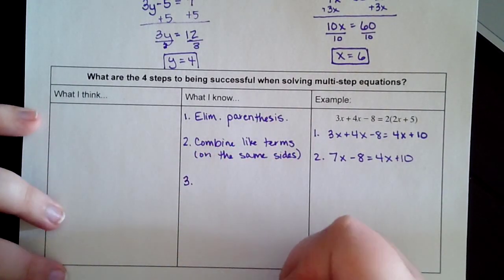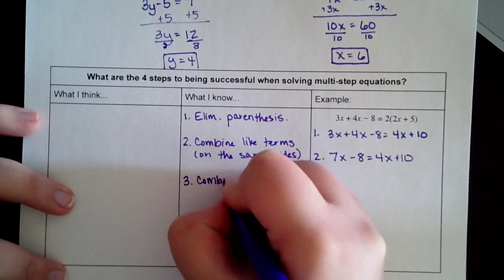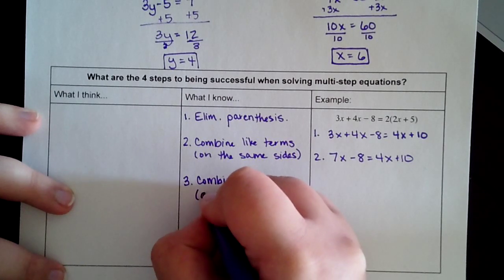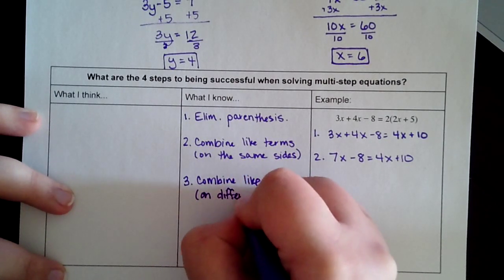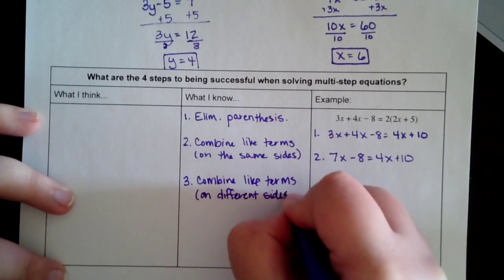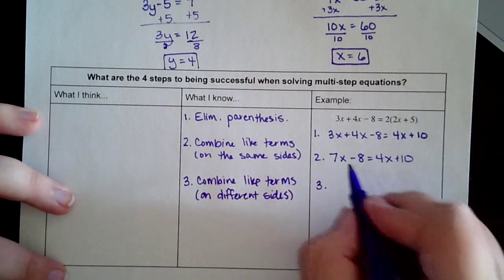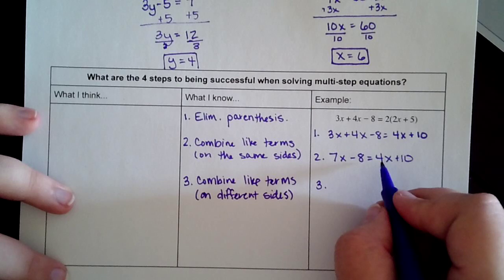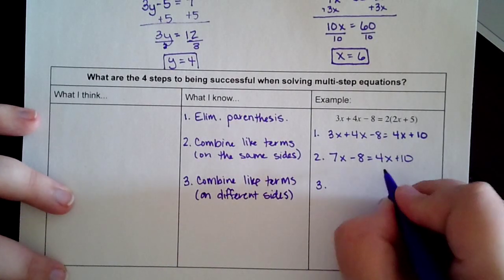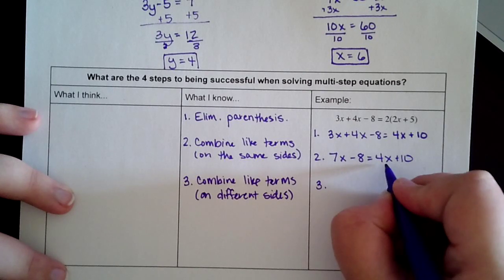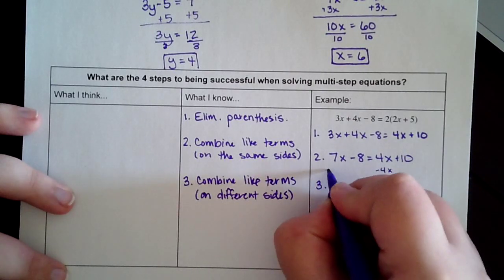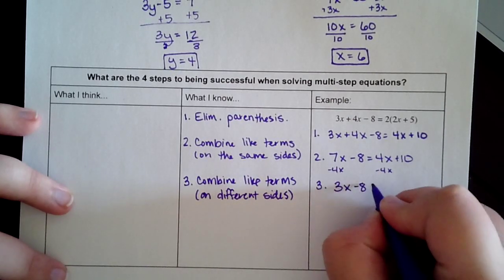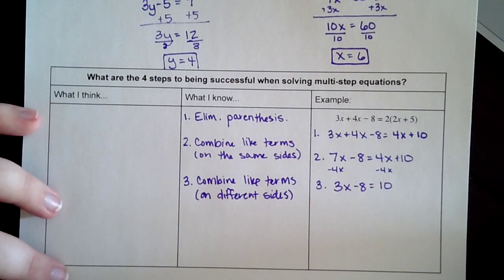My third step then is going to be combine like terms across, on different sides of the equal sign. So in this case, I have a 7x on the left, I have a 4x on the right. I personally always move my variables to the left. It's just something that I've done for a long time. So in this case, if I subtract 4x from the left, subtract it from the right, balance it out, I'm going to get 3x minus 8 equals positive 10.